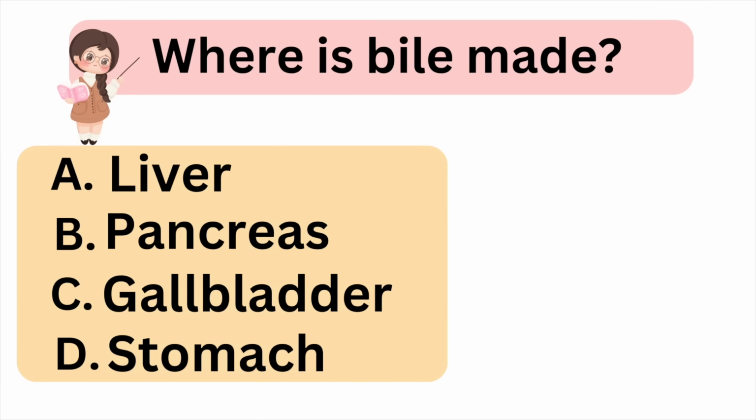Alrighty guys, question number 17. Where is bile made? A, the liver, B, the pancreas, C, the gallbladder, or D, the stomach?